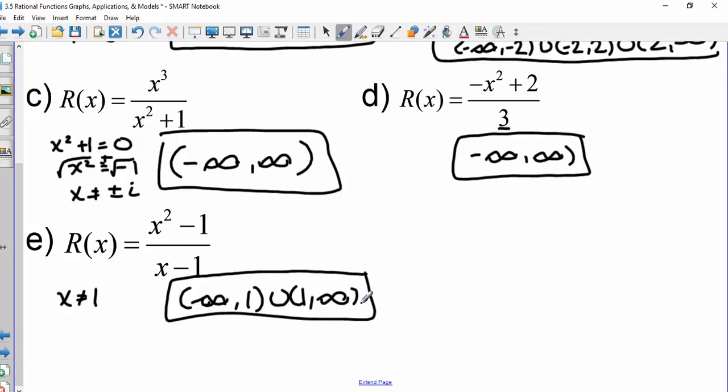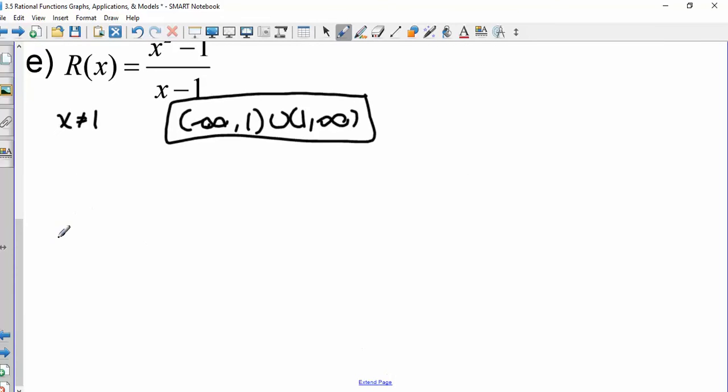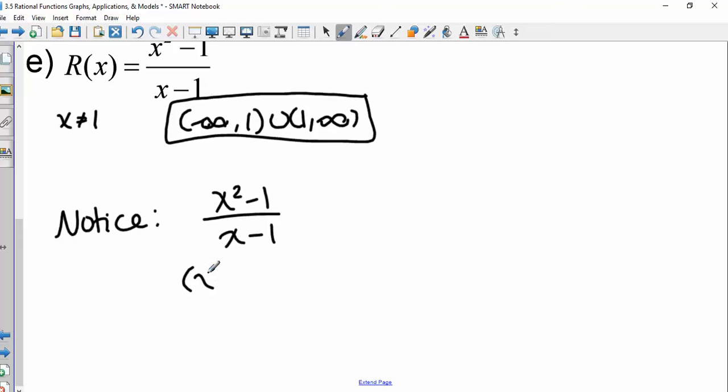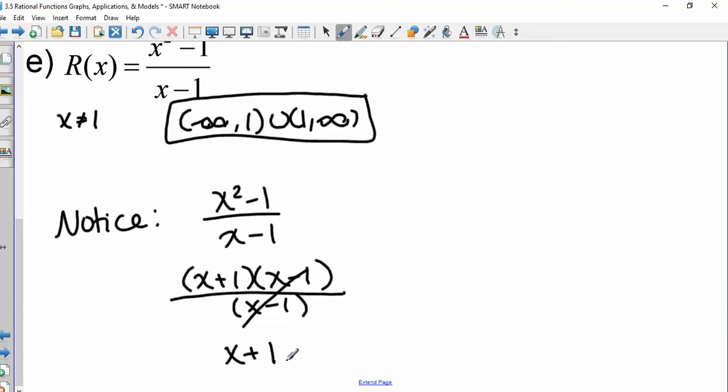I do want to talk about E for a second. x squared minus 1 over x minus 1. What could you do on top? Factor it. It factors into x plus 1 times x minus 1, over x minus 1, and then what happens? And you get x plus 1.